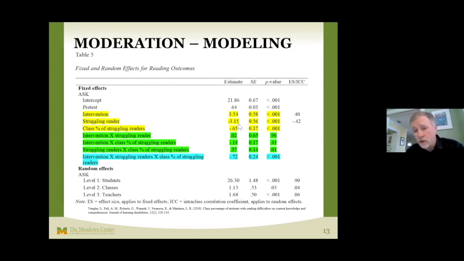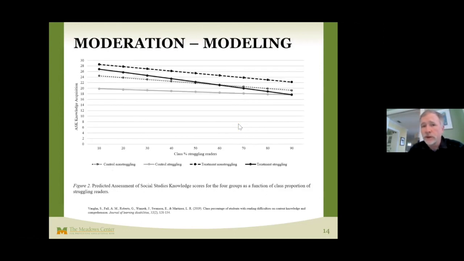Now, the coefficient here is negative 0.72, which differs from zero by quite a lot, but doesn't really tell us a whole lot, right? And so again, as before, what most would propose is that you plot those values. And we did that. So here we have 4 lines, each representing a group of students struggling and condition. That is struggling students and the condition that they're assigned to, treatment or comparison.